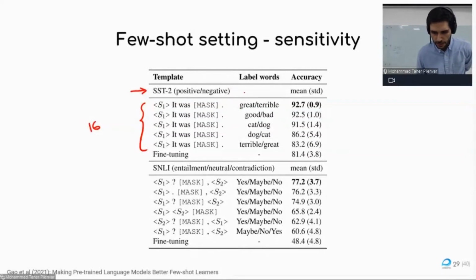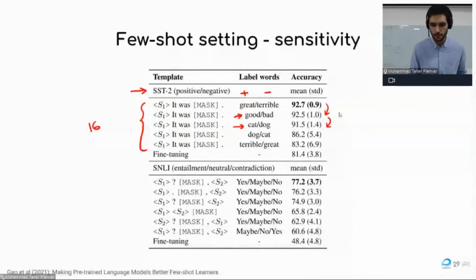This is the positive label used, and this is the negative one. The best is a template with a mask, where you take great as the positive label and terrible as the negative one. But as soon as we change the label words, with the template the same, to good and bad, the performance drops slightly. If we use unrelated words like cat and dog, again, the performance drops.